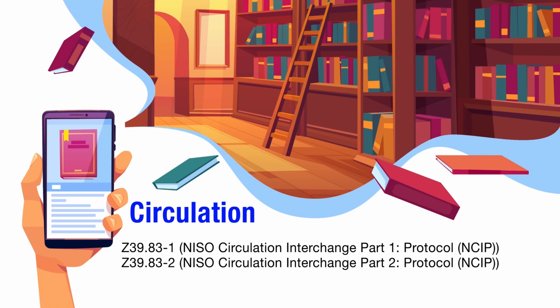NCIP is a protocol developed by NISO. It is known as the NISO Circulation Interchange Protocol. Suppose ISO 2709 allows us to transfer bibliographic data from one system to another system. Similarly, if a particular system is NCIP compatible, then we can also export and import circulation data from one system to another system. So it is becoming very important nowadays.